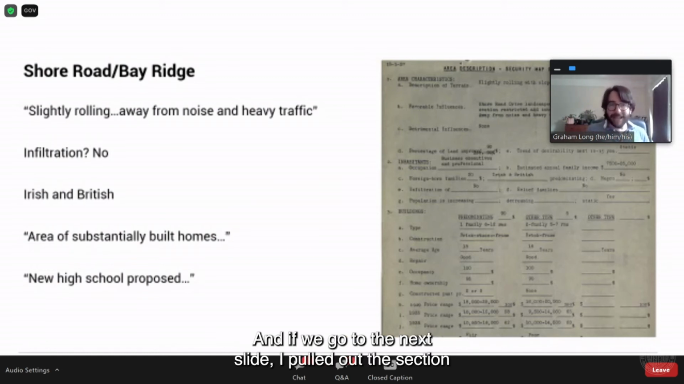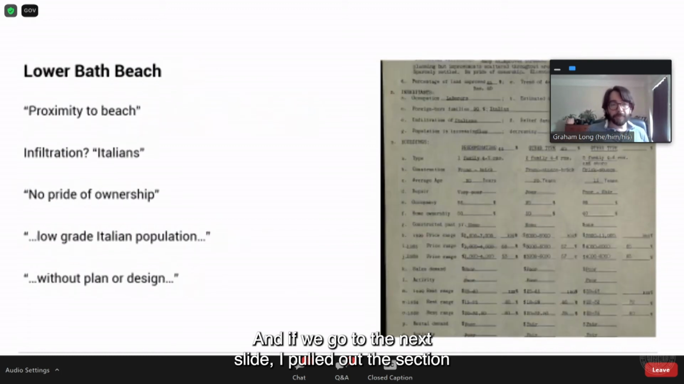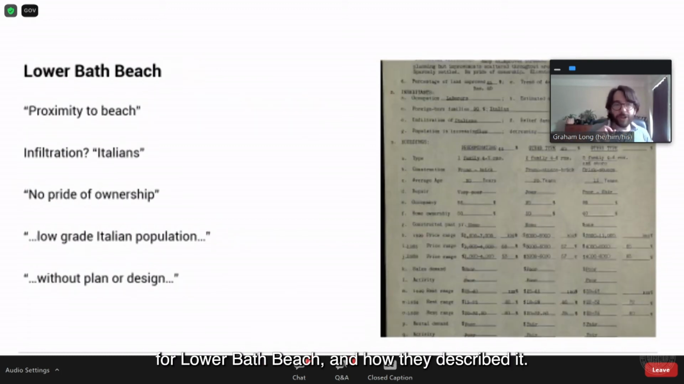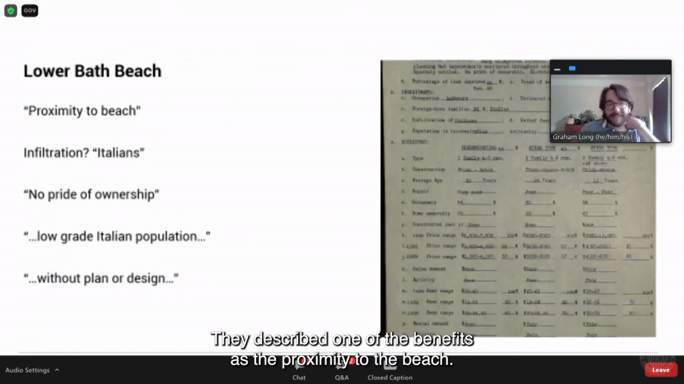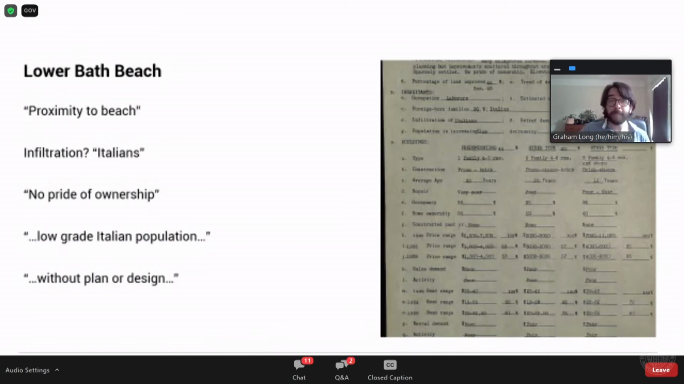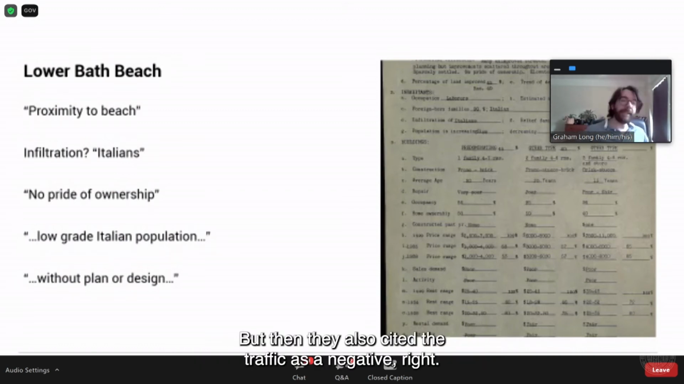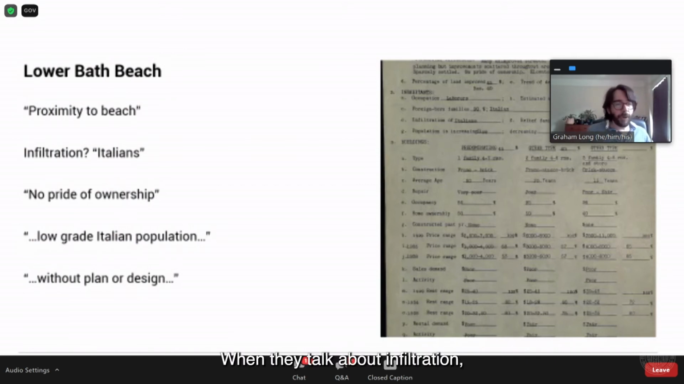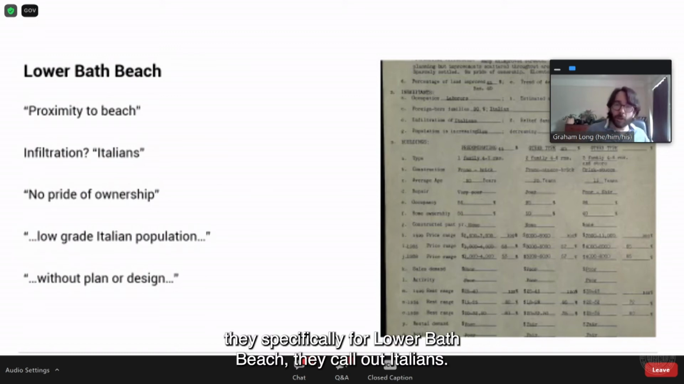And if we go to the next slide, I pulled out the section for Lower Bay Beach and how they described it. They described one of the benefits as a proximity to the beach. So as a plus for potential investment. But then they also cited the traffic as a negative, right? When they talk about infiltration, specifically for Lower Bay Beach, they call out Italians.